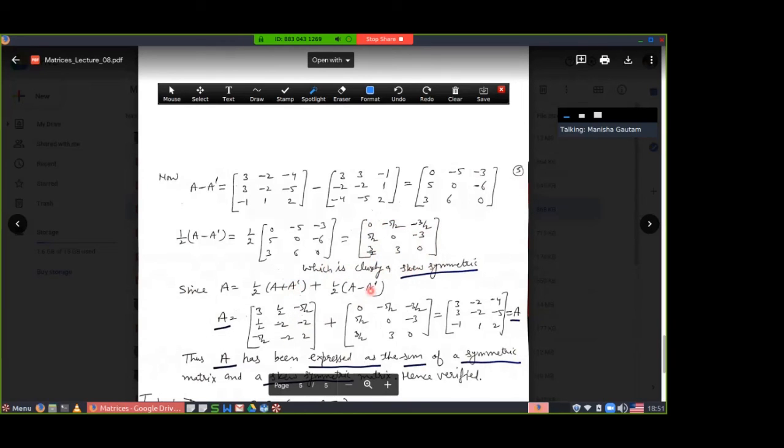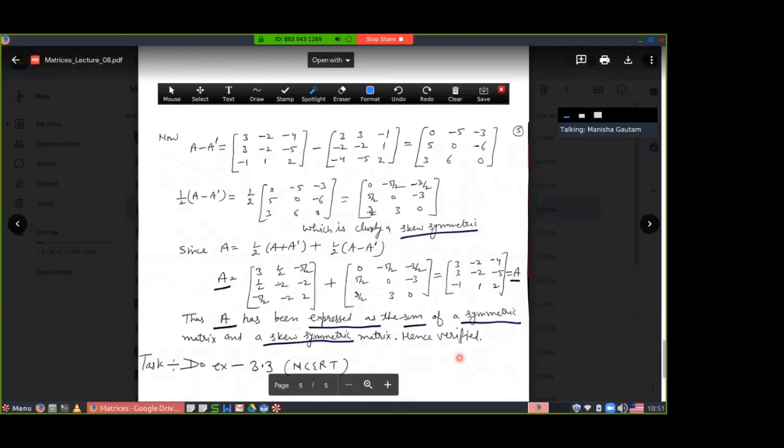Put these values, add them. What are you getting? Simply after simplification, you get the elements of A. It means A can be written as the sum of a symmetric and a skew symmetric matrix. The first part, half of A plus A transpose, is symmetric and half of A minus A transpose is skew symmetric. It means any matrix A can be represented as the sum of a symmetric matrix and a skew symmetric matrix. You can verify it by taking examples from exercise questions 3.3.